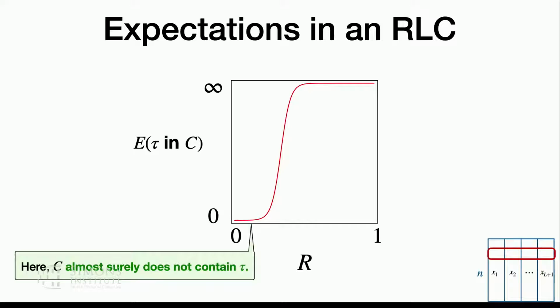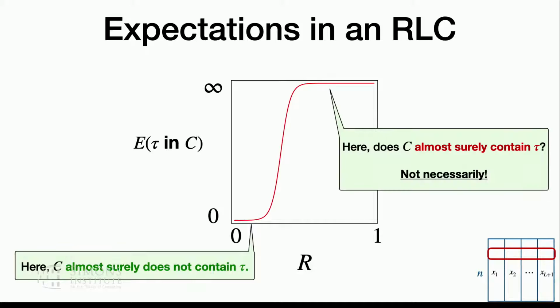So what does this computation give us for a given tau? We know that as long as the rate is in this range, where the expectation is close to 0, then C almost surely does not contain tau. When I say contain tau, I mean almost surely does not contain a tau distributed matrix, okay? Because the expectation is small, and the probability of containing at least one is mostly expectation.